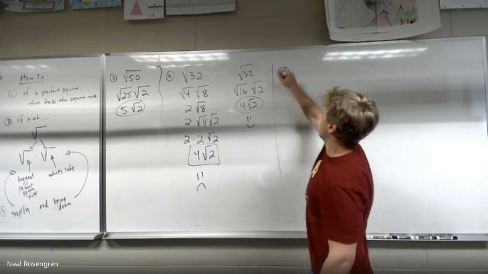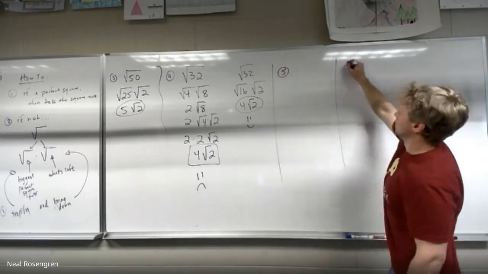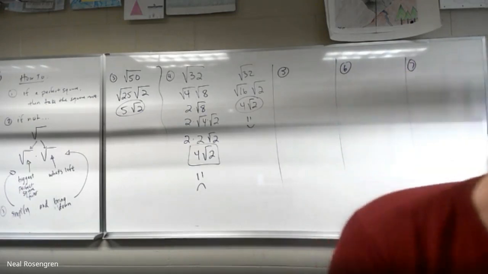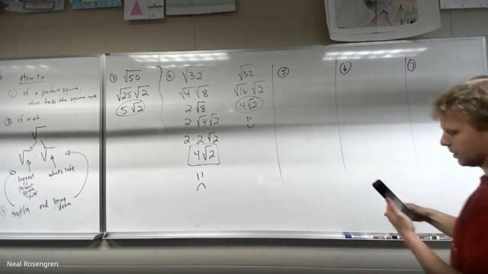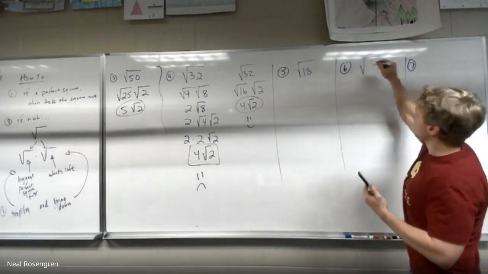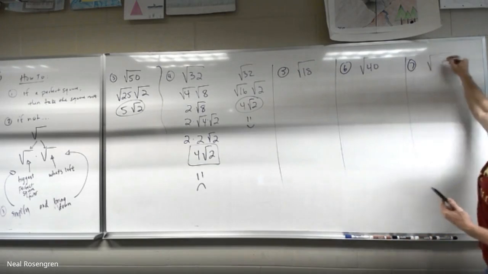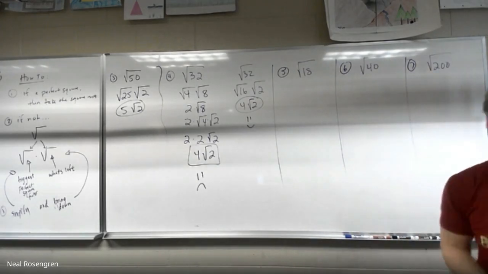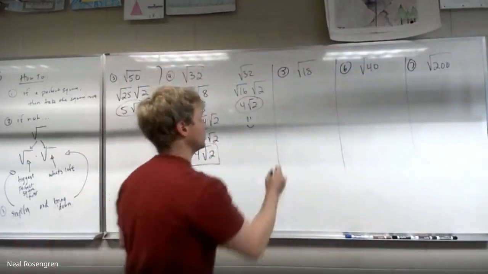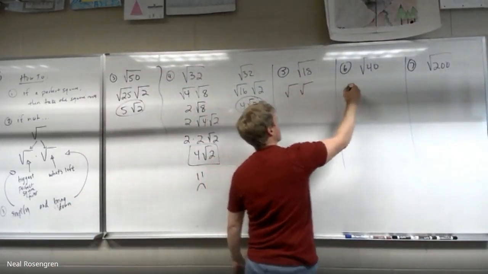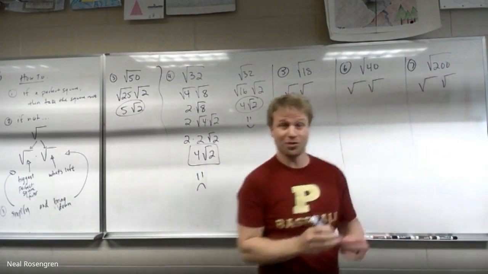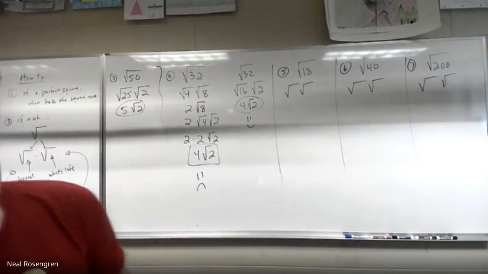All right, 3 for you to try, okay? Because these will help make sure that you know what's going on. So 5, 6, and 7. Square root of 18. Square root of 40. And the square root of 200. All right, try those 3 by doing this. Draw the arrows if you want. I'm going to stop doing that because we know what we're trying to do here. But just try those 3.